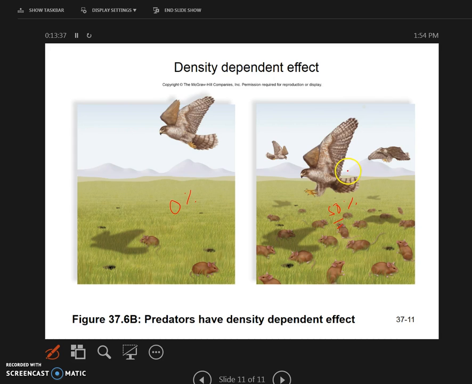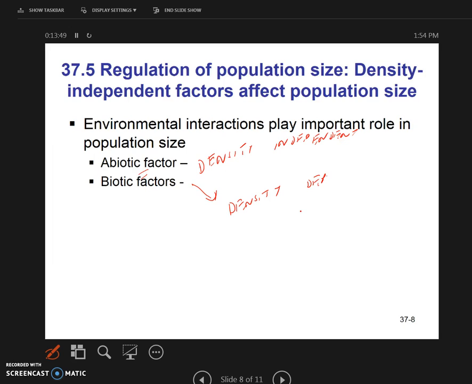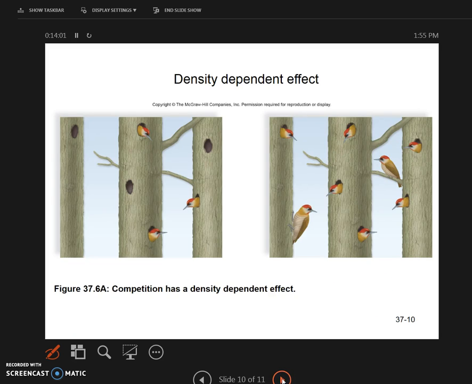So once again, what I'm trying to explain is predation is a biotic factor. It is density dependent, and it is going to influence population size. All right, so I guess with this we come to the end of our presentation.